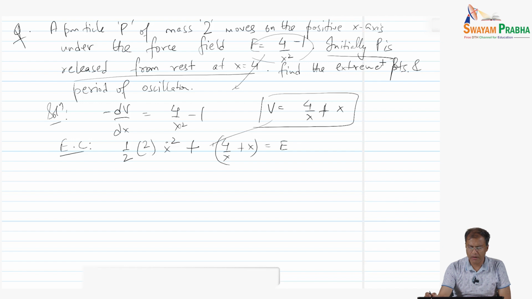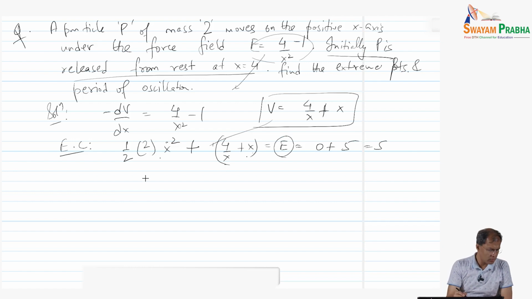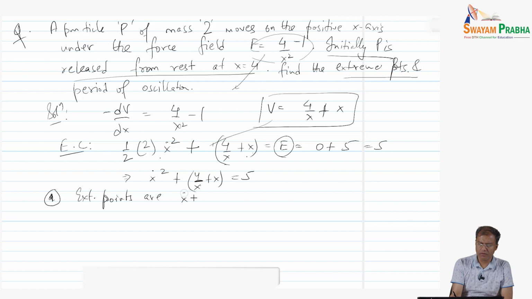The particle is released from rest. So we have x dot is 0, and it is released at x equal to 4. So E comes out to be 0 plus 5. So 4 by 4 plus 4 gives you 5. So my constant E is 5, and my equation of motion from the energy consideration is x dot square plus 4 by x plus x equal to 5. Well, we need to first find the extreme points, right? The extreme points are when x dot is 0, so we solve this equation, 4 by x plus x is equal to 5, and we get x equal to 4 and 1.